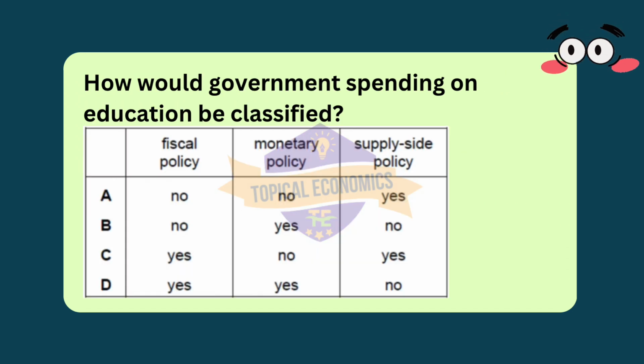Moving to question 12. How would government spending on education be classified? Reference, 2019 October-November. The correct answer for this question is option C. Government spending on education is primarily supply-side, since it focuses on improving the long-term potential of the workforce. The fiscal aspect comes in when considering how the government funds this expenditure.